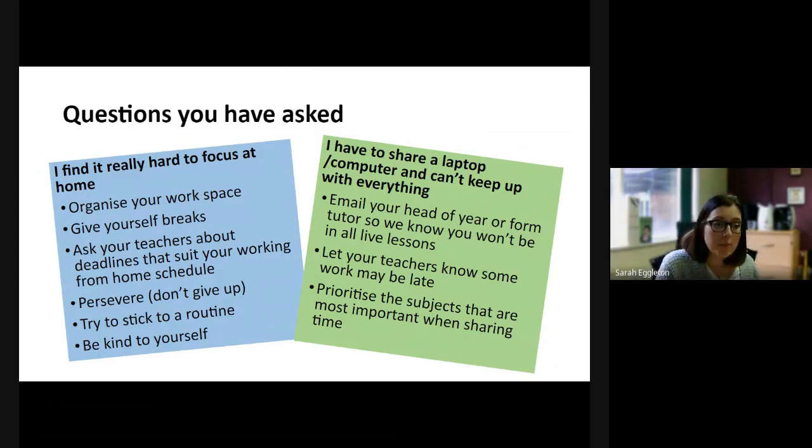Please, please persevere. Do not give up. It is so important that you learn while you are at home. Try to stick to the routine of the day and know that at 2:55, that is your day done and your time is your own again. And really do be kind to yourself. This is really incredibly hard for everyone. Lockdown is not a normal situation. It's not an easy situation. So do be kind to yourself, whilst also pushing yourself to be the best that you can.